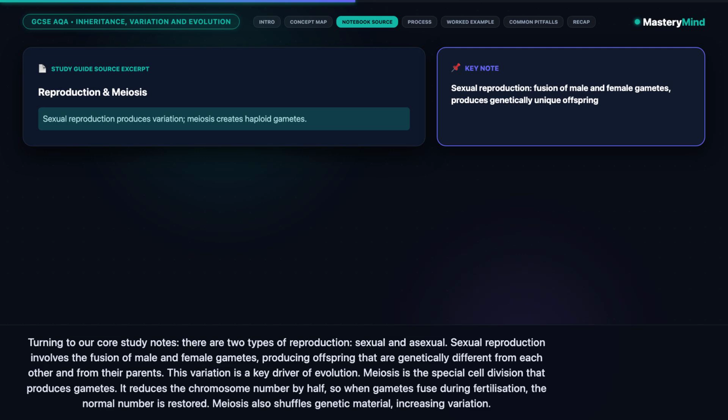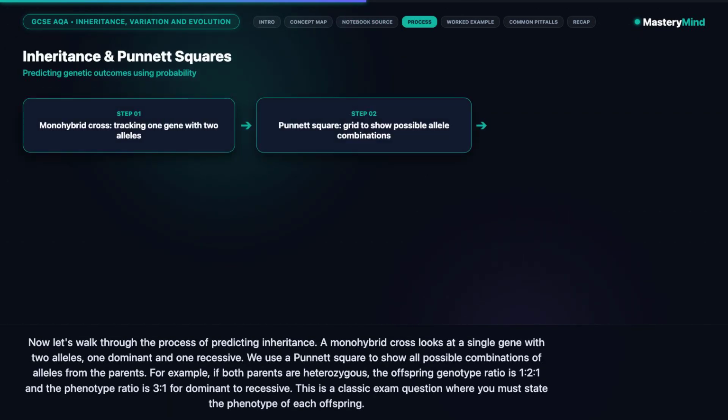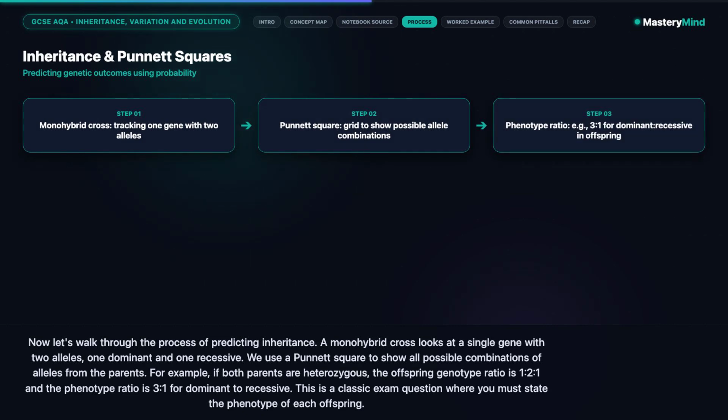Now let's walk through the process of predicting inheritance. A monohybrid cross looks at a single gene with 2 alleles, 1 dominant and 1 recessive. We use a Punnett square to show all possible combinations of alleles from the parents. For example, if both parents are heterozygous, the offspring genotype ratio is 1:2:1 and the phenotype ratio is 3:1 for dominant to recessive. This is a classic exam question where you must state the phenotype of each offspring.